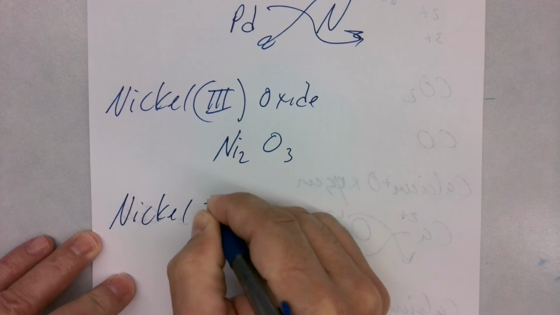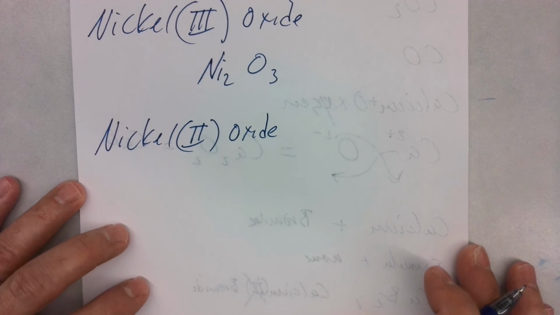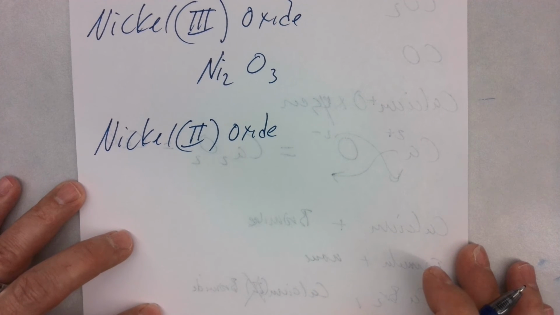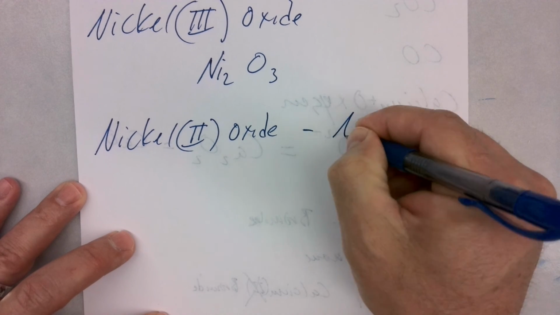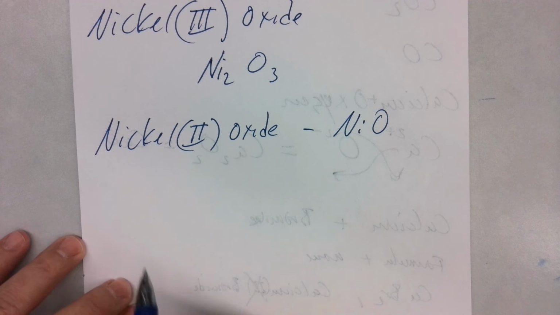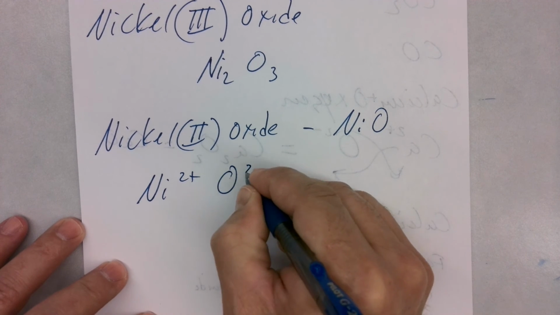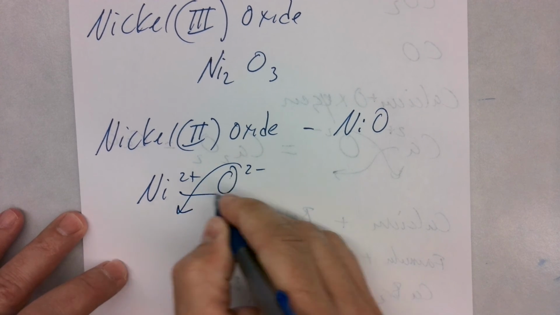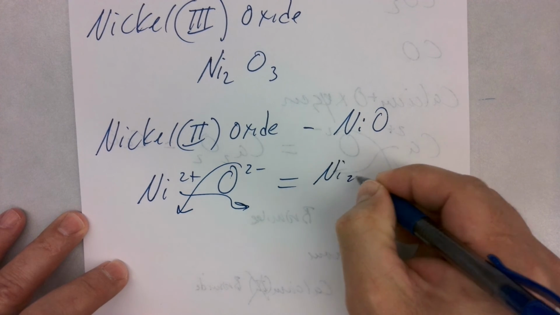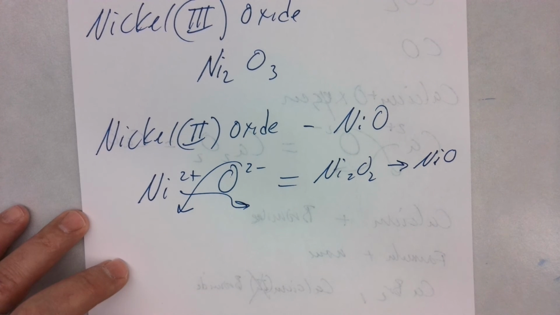Now, what if I did this? Let's go nickel 2 oxide. Is it NiO? Yeah. Why? Because nickel 2 gave me Ni2 positive. Oxide gave me O2 negative. But when I drop and swap, I have to reduce. Ni2O2 gives me NiO, which is why you always can't work backwards. Okay?